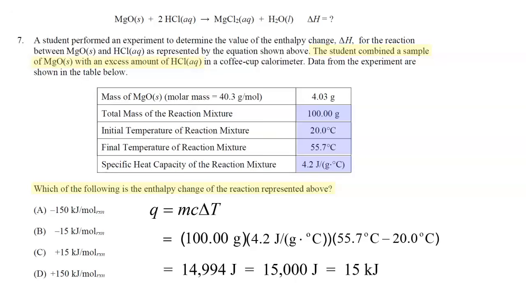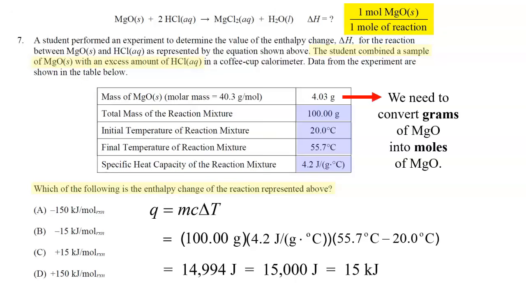That means all we have to do is focus on the limiting reactant, not the excess reactant, but the limiting reactant. So the limiting reactant is magnesium oxide. And we can see that there's a coefficient of 1 for the magnesium oxide in this balanced chemical equation. So for every 1 mole of solid magnesium oxide that is consumed in this reaction, that would correspond to 1 mole of reaction. Now we do have 15 kilojoules, but we need to get the moles.